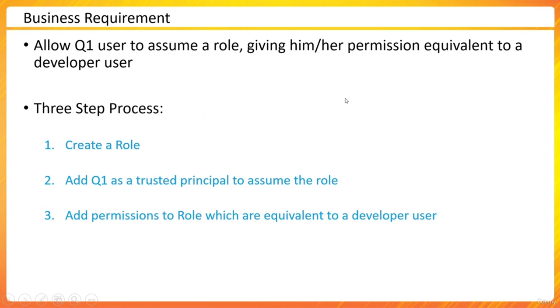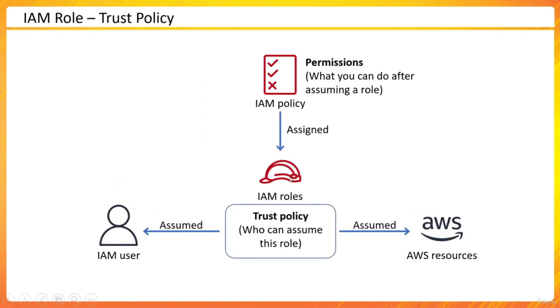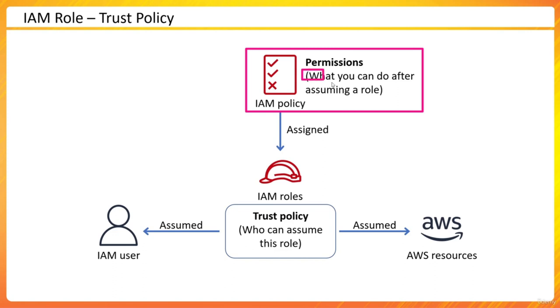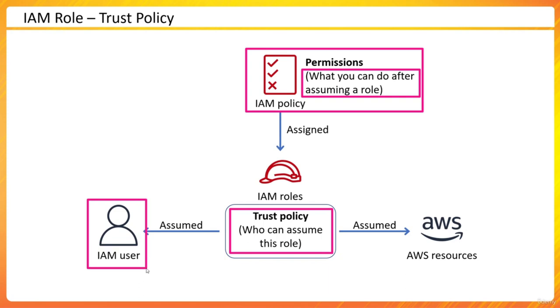So we achieved what we wanted. What happened here? We had a role. A role is always denoted in AWS documentation or architectural diagrams as a hat. You are wearing one hat, which is one type of role which you are assuming. So what we are seeing here is, an IAM policy can be assigned to a role that will tell you what you can do after you assume a role, and the role itself will have a trust policy which will tell who can assume this particular role. Role assumption can be done by an IAM user if you want, like we have seen, and it can be done by other AWS services also.